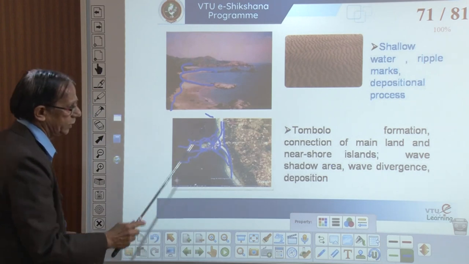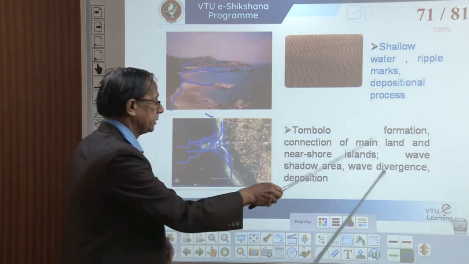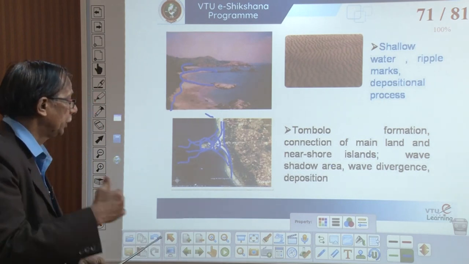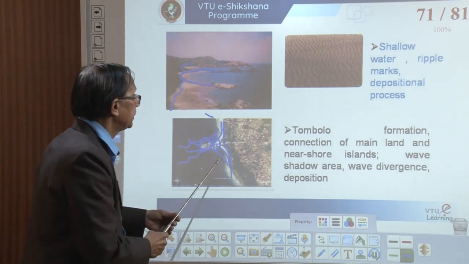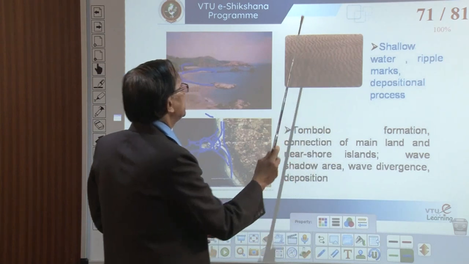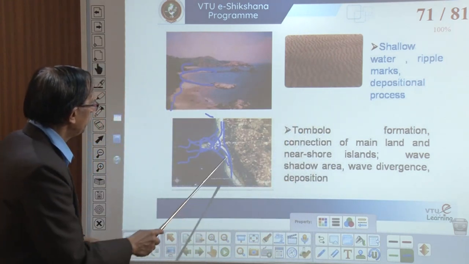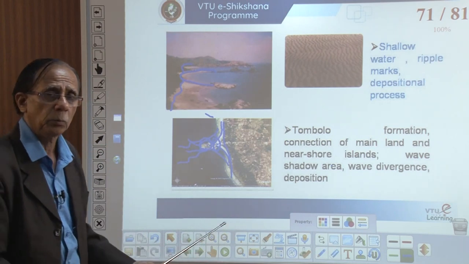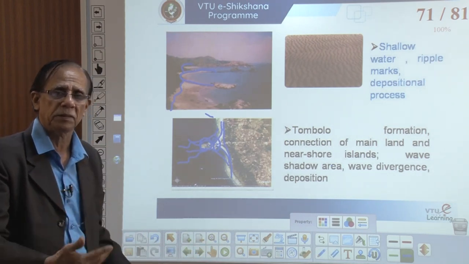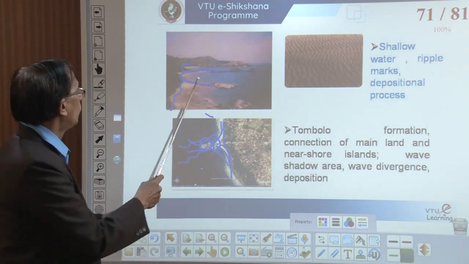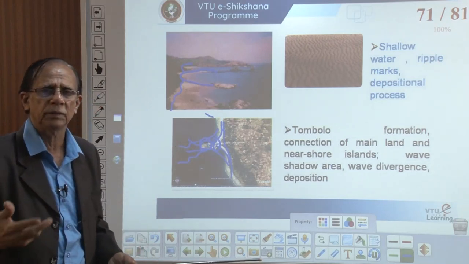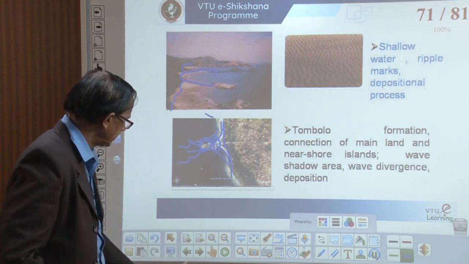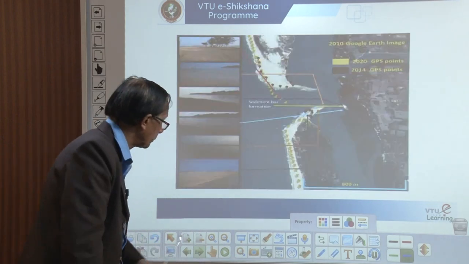Because of this, waves are diverted and low energy is created. That favors deposition. Thus, the wave shadow area and wave divergence create a low energy condition that facilitates deposition. By deposition, the mainland and island get connected. That becomes a tombolo, a site of attraction in the coastal belt. Om Beach is the center of tourist attraction near Gokarna, Murdeshwar, and there are several other places.